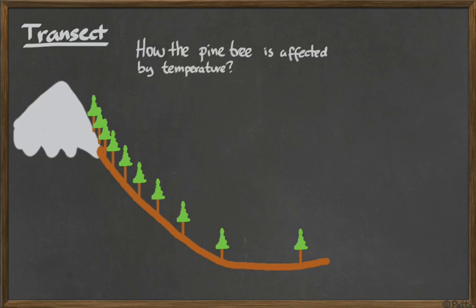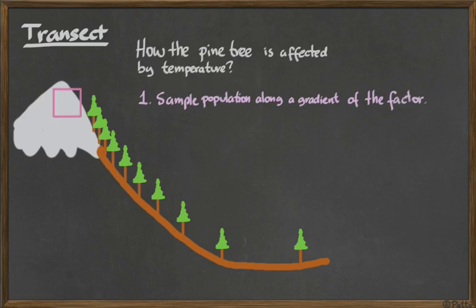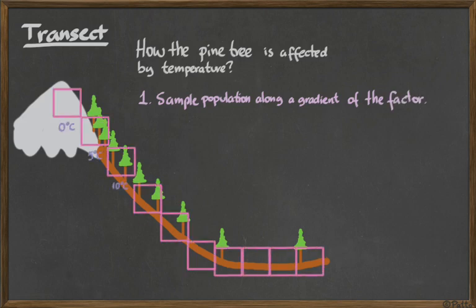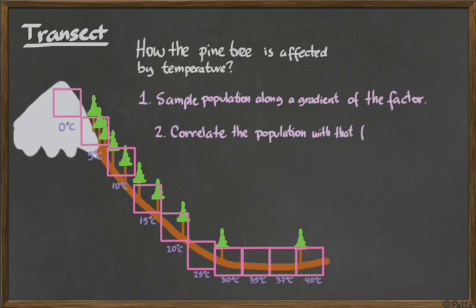In this case, we are going to be sampling organisms in different conditions. So I'll go there, I'll sample the population, or in this case here, I'll sample the density of the population along the gradient of that factor. So I'll go from 0 degrees Celsius to 5, 10, 15, 20, 25, 30, 35, 37, and 40 degrees Celsius. So when I do that, now I just try to see what is the population and I try to correlate with that factor. So let's try to do that in here.